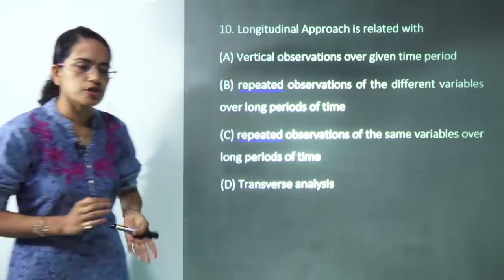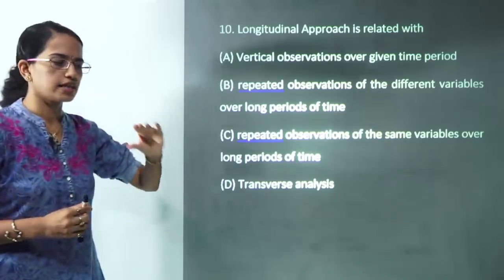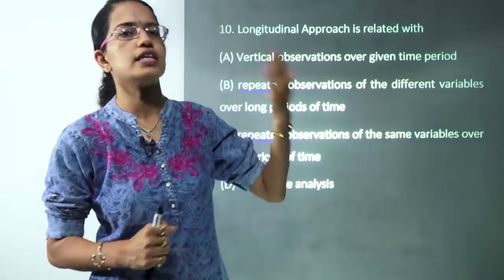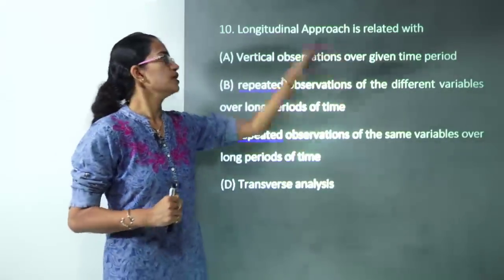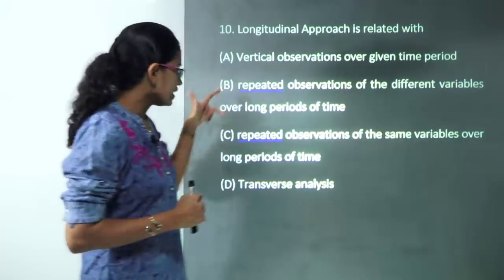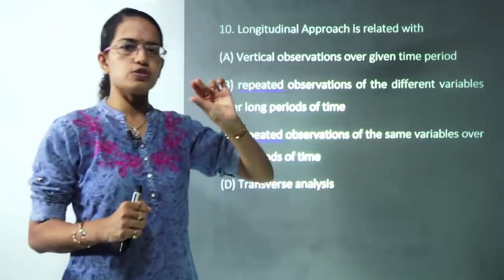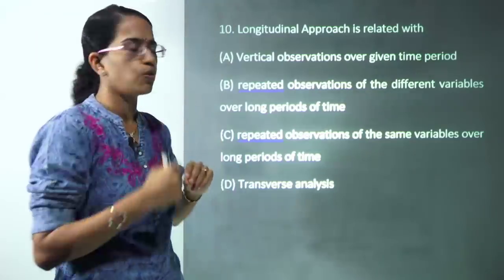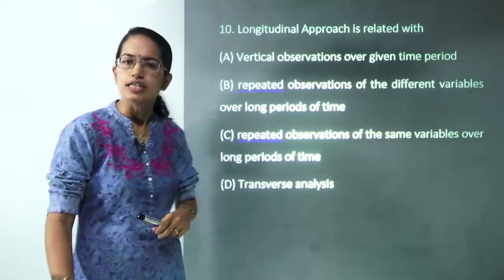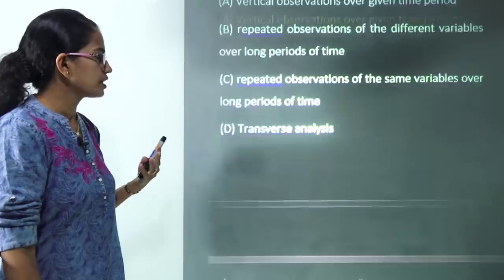There are two types of approach, the longitudinal approach and the cross-sectional approach. Longitudinal approach means you are studying the same variable over a given period of time. Let's say you are studying it today, then after 10 days, after 20 days and so on. That's the longitudinal approach. So it's repeated observation of the same variable. Now B and C are the confusing choices here. What is important is to understand that we are taking the same variable into account and studying that same variable over a given period of time. So for question number 10, C is the correct option: repeated observation of the same variable over a given period of time.